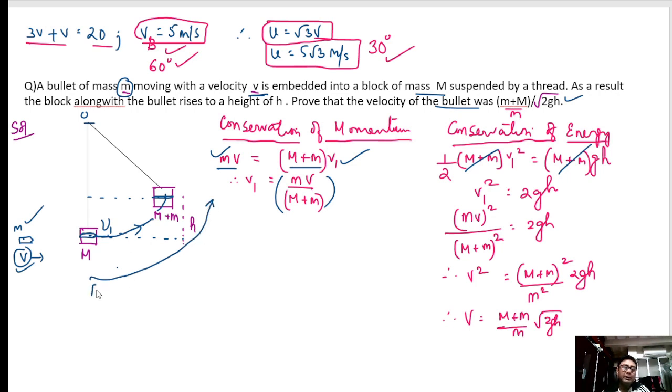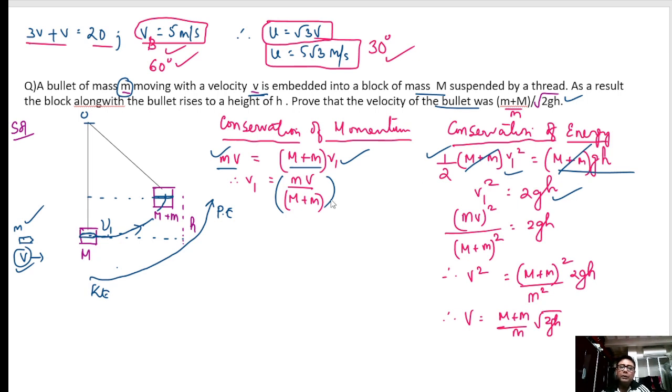So kinetic energy is converted to the potential energy. Okay, so what is the initial kinetic energy? This is the initial kinetic energy. Total mass is m plus M into v1 square, and potential energy will be m plus M into g into h. So from here we get v1 square is 2gh.